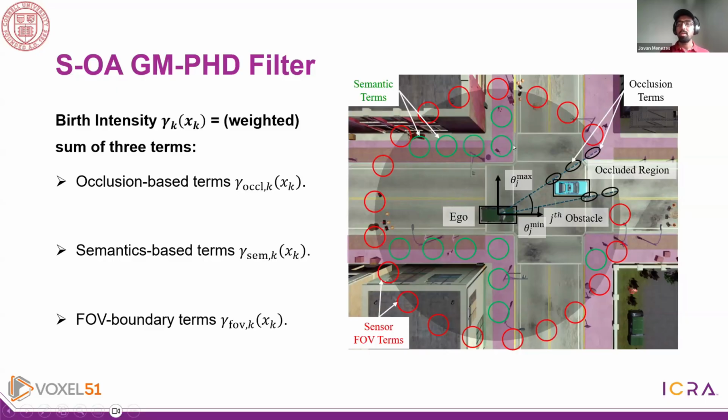Likewise, using deep learning semantics, we define regions, represented in pink over here, where we expect new targets to emerge. For example, for pedestrians, that would typically mean sidewalks. Pedestrians entering the sensor field of view from buildings would be on sidewalks and not in the middle of the road. So we define birth hypotheses along these semantic regions, as seen in green, and finally we define the birth hypotheses along the boundary of the sensor field of view, which accounts for objects just entering from the outside of the sensor.